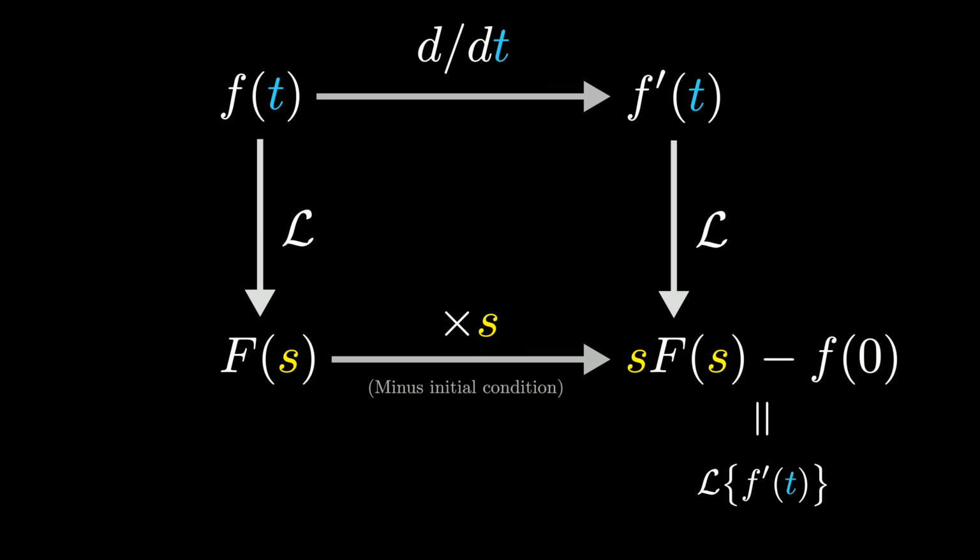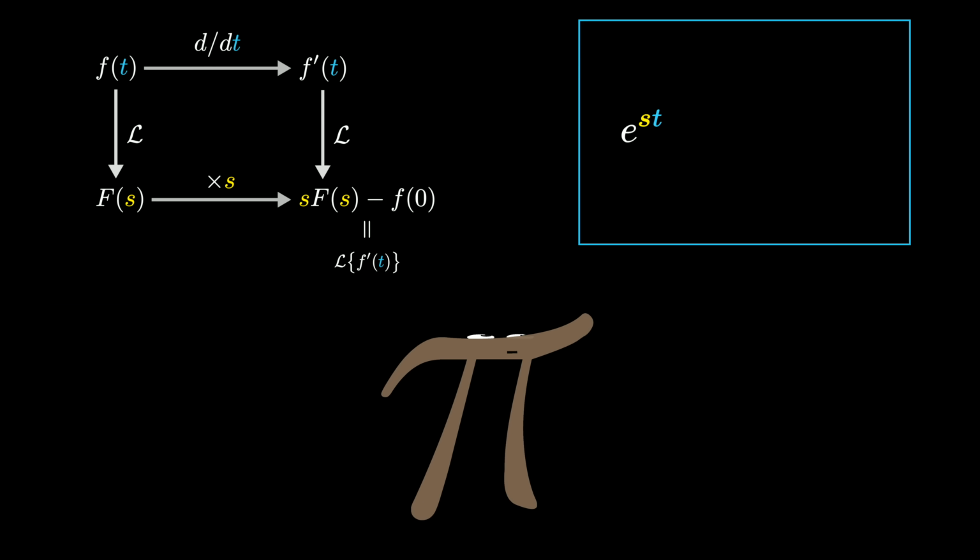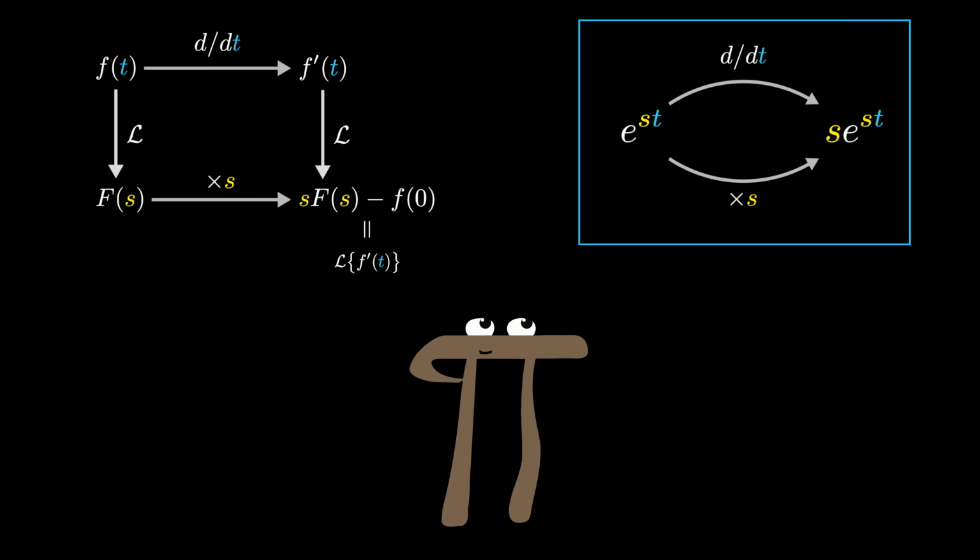So in other words, the transform turns differentiation in the time domain into multiplication over in the s domain. Now this should feel very reminiscent of the fact that for exponential functions, differentiation in time is the same as multiplication by s. And it's no coincidence. Ultimately, the underlying reason is the same.